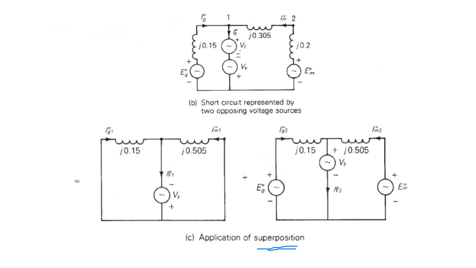So this is one method to use the superposition. The other method is we use the Thevenin equivalent, the Z bus. So this is 0.15, and what we do here, we have this one and this one. We model the fault like this, opposite to each other. If they cancel, you see the positive is down, here the positive is up. So they cancel. Why? Because at the fault, the voltage is 0.